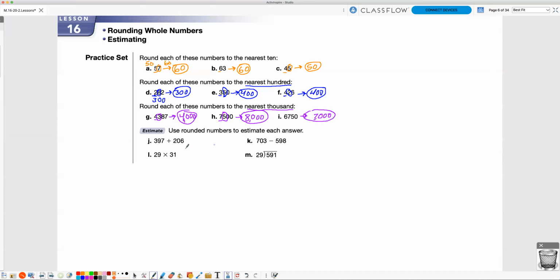How about letter J? Use rounded numbers to estimate each answer. So remember, you're going to round before you actually do the operation. So letter J. If I was you, I would have rounded this to 400 plus 200 equals 600. Okay, do letter K. 703 minus 598. I would round this one to 700 minus 600, and I would get 100.